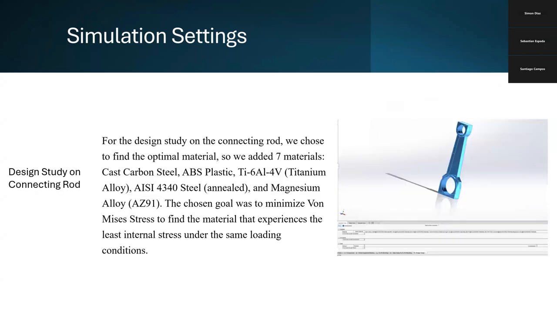For the design study on the connecting rod, we chose to find the optimal material, so we added 7 materials: cast carbon steel, ABS plastic, titanium alloy, annealed steel, and magnesium alloy. The chosen goal was to minimize von Mises stress to find the material that experiences the least internal stress under the same loading conditions.